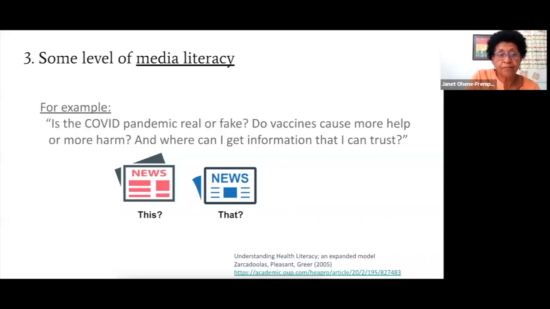Next slide. Here's another one, media literacy. Is this COVID pandemic fake or real? Do vaccines cause more help or more harm? And where can I get information that I can trust? This is a huge issue.